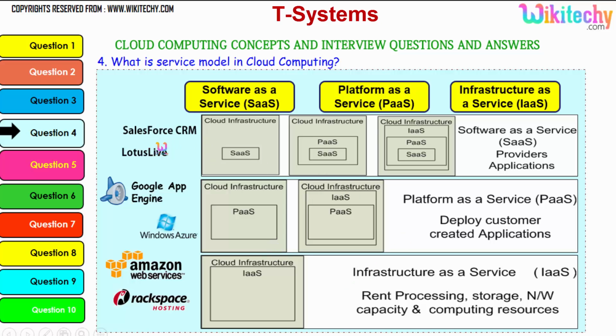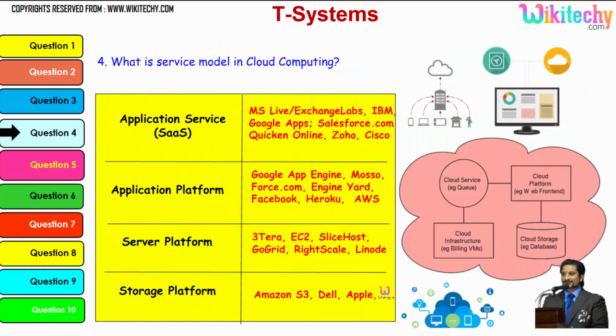And this is the example for SaaS, Lotus Live and Salesforce CRM. Over here it's Windows Azure, Google App Engine. Over here you are able to see your Amazon Web Services and Rackspace hosting. So still further digging up your service model. So these are the typical examples. Your application service is this one, your application platform is this one, the server platform is this one, and the storage platform is given by Amazon S3, Dell, and Apple.